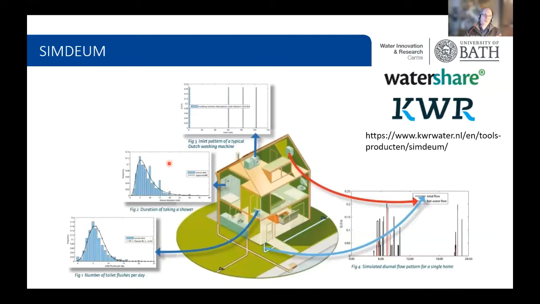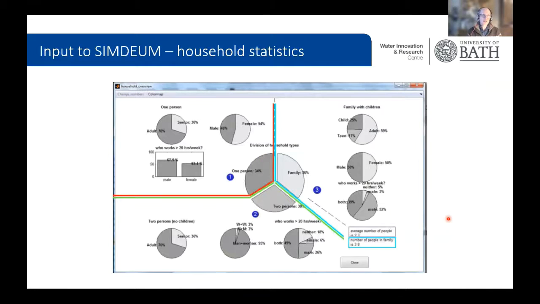Now, with all these probability functions, there will also be probability functions for the household, for the number of people in the household. You can predict what we call here the simulated diurnal flow pattern of a single home, and I will show a little bit more in detail in the next couple of slides. So it starts again with household statistics. Here on the top level, we distinguish a one-person household.